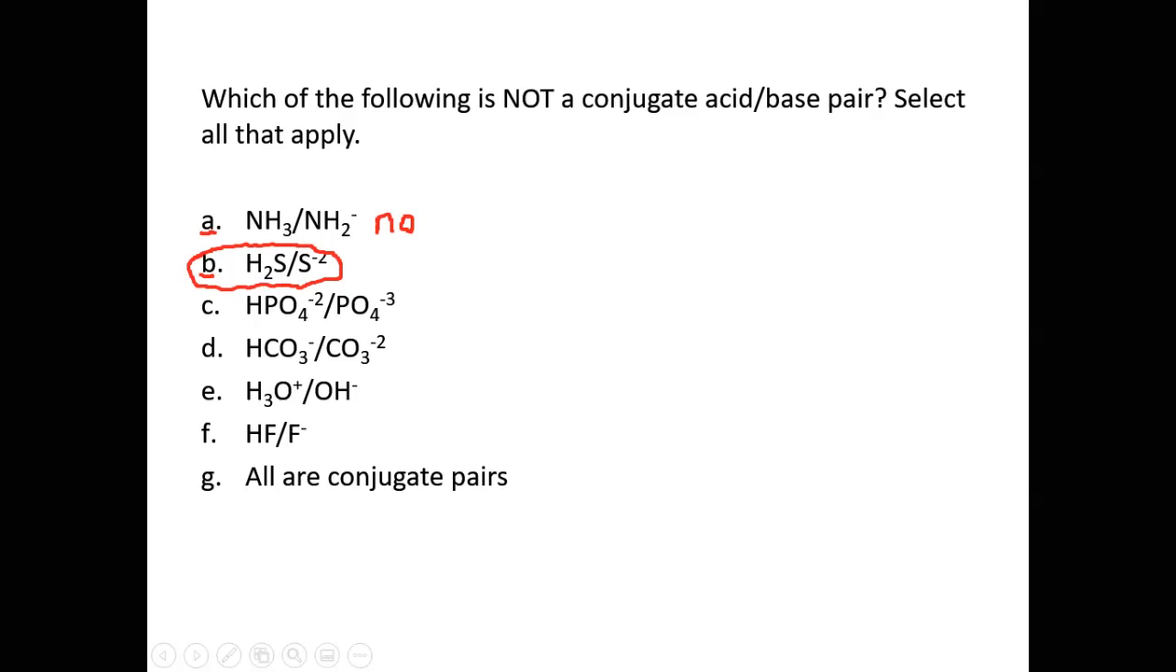Does C differ by more than one proton? No. What about D? Does it differ by more than one proton? No. E, does it differ by more than one proton? Yes, because it has a difference of 2. So that is not a conjugate acid-base pair. And does F differ by more than one proton? No. So the correct answers are B and E.